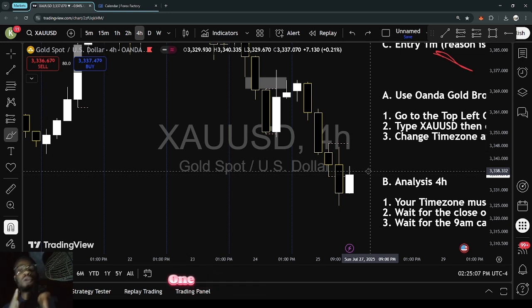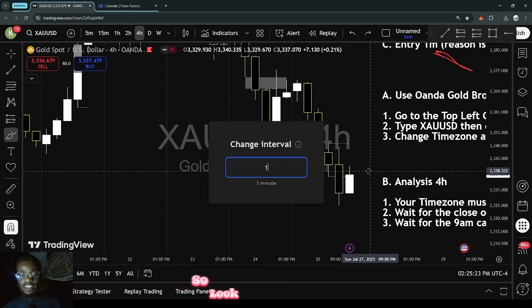So now we are on the 1 minute time frame. After the 5 a.m. body candle has been taken out by 9 a.m., we'll now go straight to the 1 minute time frame, which we are on right now. So look at it.